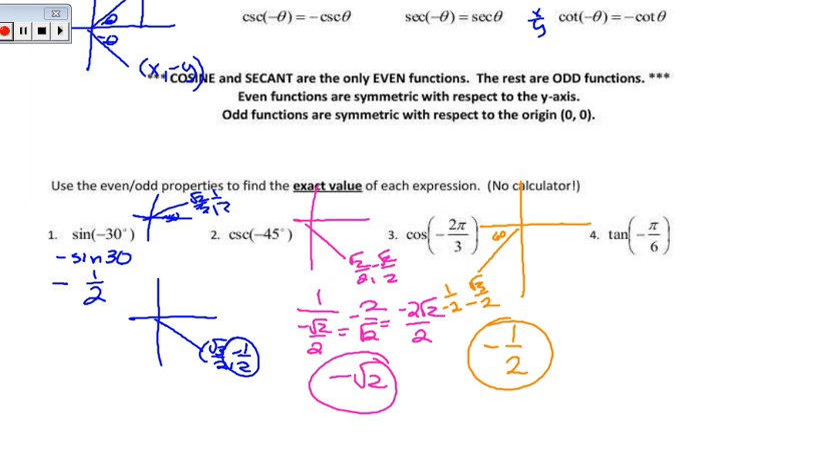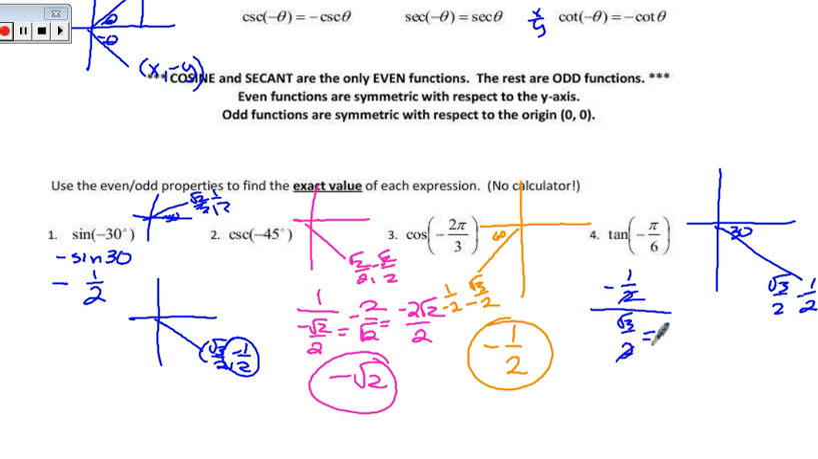If I look at tangent of negative pi over 6, that puts us right over here with a 30-degree angle. Across from the 30 degree is the 1/2, vertical is represented by sine. So we're going to have negative 1/2 and then root 3 over 2. If I'm looking for tangent, it's y over x. So it's negative 1/2 over root 3 over 2. These guys cancel, leaving us with negative 1 over root 3, and then rationalized.